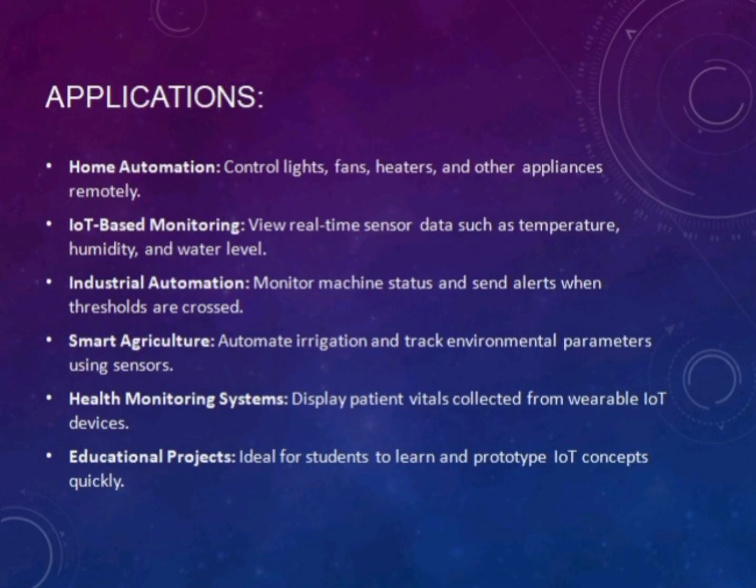Here are some applications of the Blynk app. The Blynk app has a wide range of uses. It's mainly used in home automation projects where users control appliances remotely from their phone. In IoT based monitoring, it displays live data like temperature or humidity. In industries, Blynk helps in monitoring machines and sending alerts when something goes wrong. It's also used in agriculture for irrigation control and in healthcare for patient monitoring. Since it's simple and open source, it's perfect for students and beginners to quickly create working IoT projects without complex coding. It's very important to learn about that.